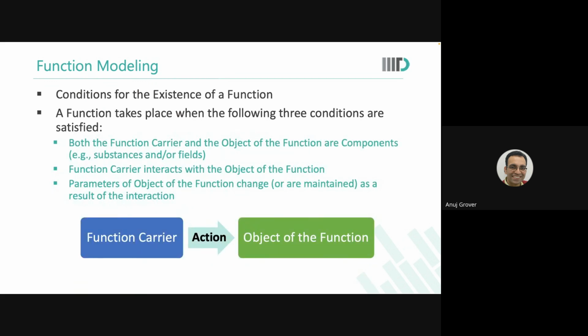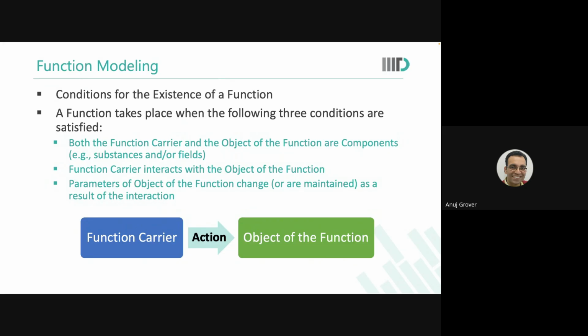Okay. So now there are some rules for a function to exist. A function takes place when the following three conditions are satisfied. Both the function carrier and the object of the function are components. So you have identified them as components. If they're not components, you will not be able to model it.